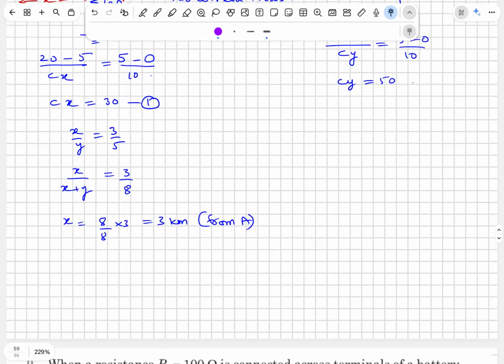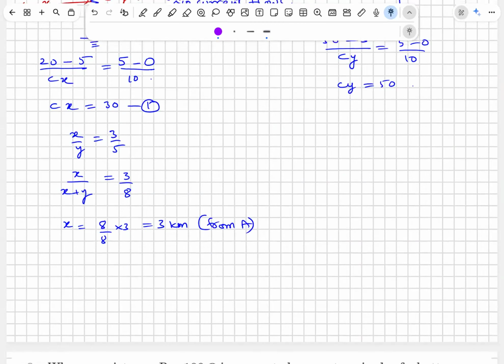Cx is 30, Cy is 50. X by Y is 3 is to 5. X by X plus Y is 3 by 8. X plus Y is 8, so X is 3 kilometers. From the end A, the faulty point is at a distance of 3 kilometers.